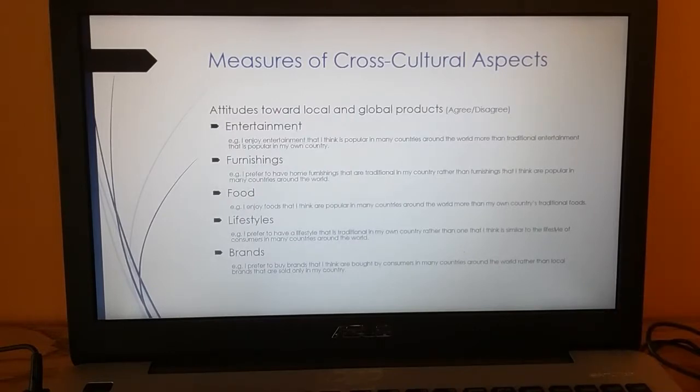Okay, so attitudes towards local and global products. So you can either agree or disagree. This is a way to measure what people are thinking. Again, you can go through and read through what we might talk about. For entertainment, I enjoy entertainment that I think is popular in many countries and around the world more than traditional entertainment that's popular in my own country, that kind of thing.